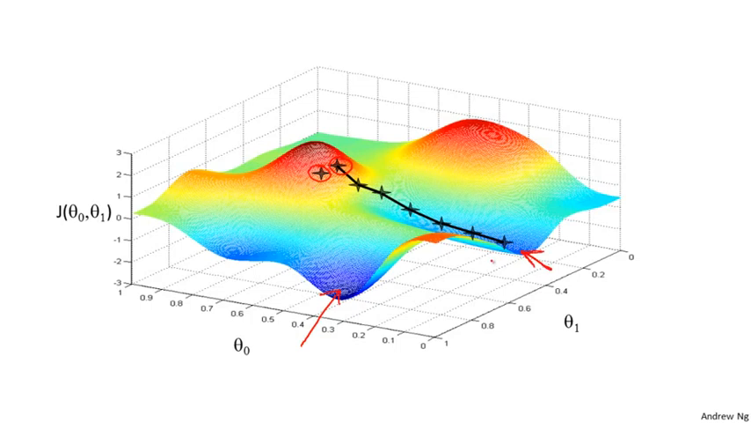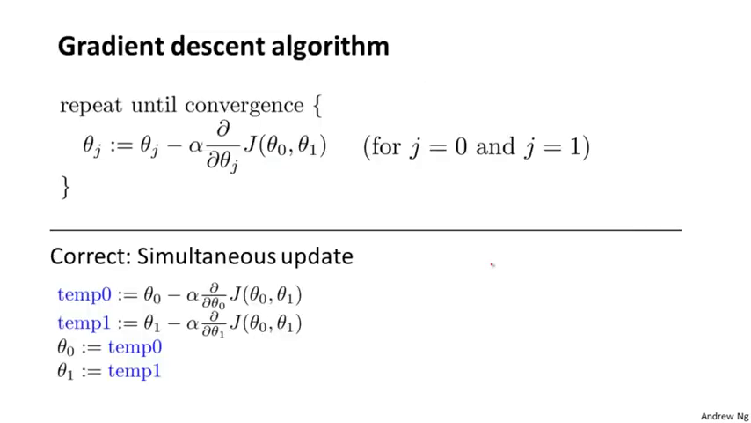So that's the intuition in pictures. Let's look at the math. This is the definition of the gradient descent algorithm. We're going to just repeatedly do this until convergence. We're going to update the parameter theta j by taking theta j and subtracting from it alpha times this term over here. Okay, so let's see.